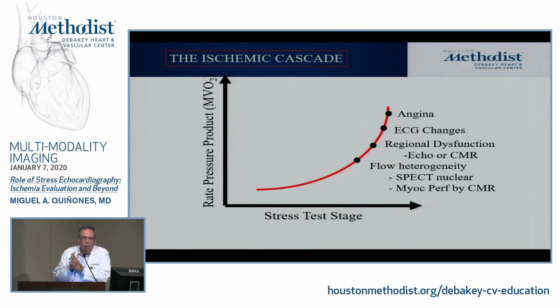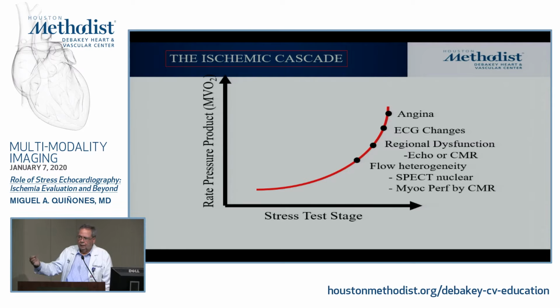So you all learned this when you were in medical school. This is the ischemic cascade. And for ischemia to occur, the first thing that has to happen is a flow heterogeneity. Some areas of the heart are not going to get as good flow as others. So the coronary reserve in those areas is going to be impaired.